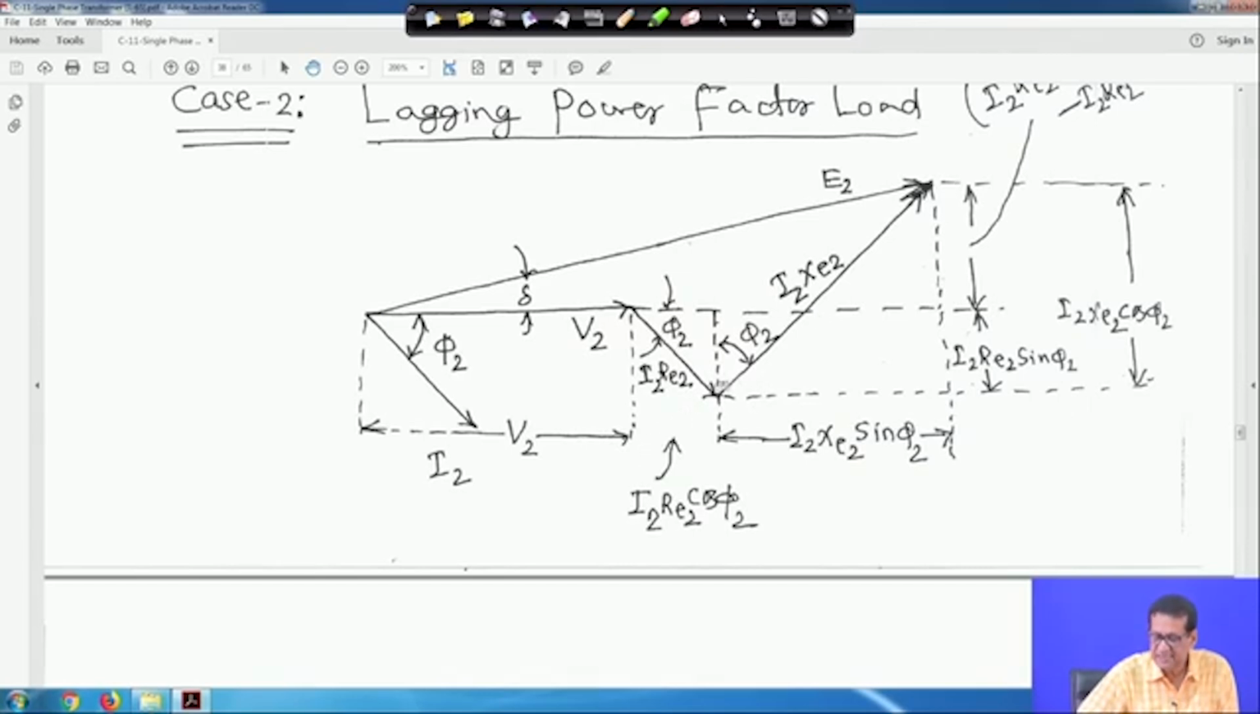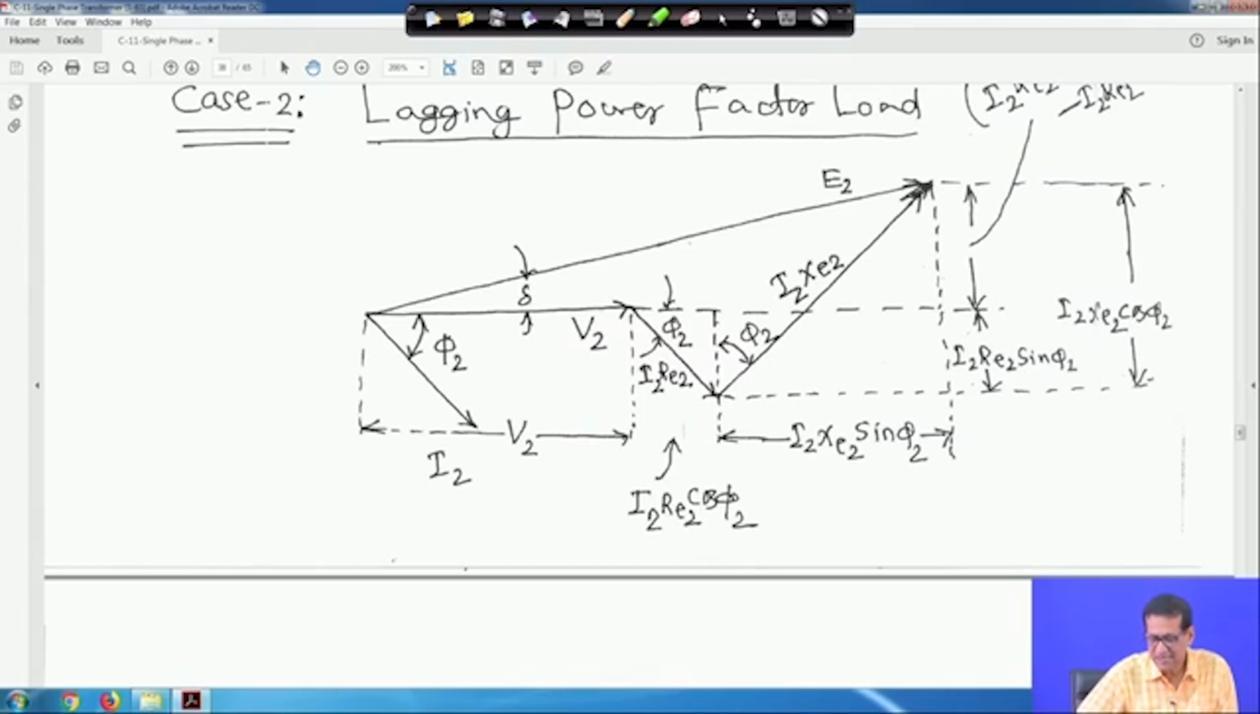This angle is 90 degrees, and this is your E2, and the angle between V2 and E2 is delta. Now, make all the horizontal and vertical projections. Look at the cursor, I am not marking by ink. Here will be I2 Re2 cos phi 2, because this angle is phi 2, and from simple geometry this angle is also phi 2. You can do it by simple geometry.